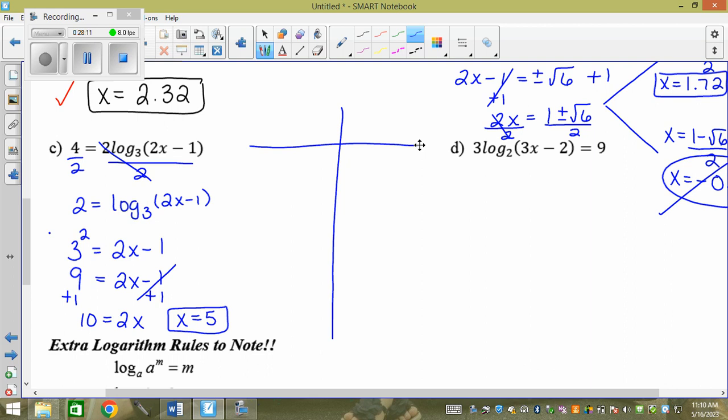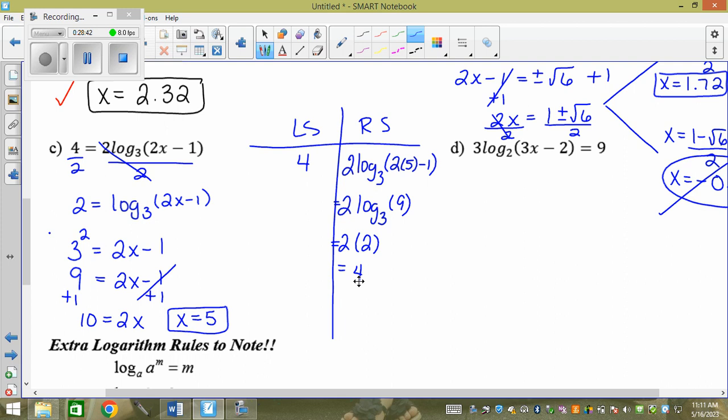Now I told you to check it with your calculator, but I'm going to verify it algebraically. So I'm going to go 4, and then on this side I'm going to go 2 log base 3 of 2 times 5 minus 1. This is done, so I'm going to let it sit there. Then here I have 2 log base 3 of 9. We said this is a 9. Then I get this equal to 2. What's log base 3 of 9? 3 to the what is 9? 2. What's 2 times 2? 4. Do I walk away from this question happy? Yeah, LS equals RS.